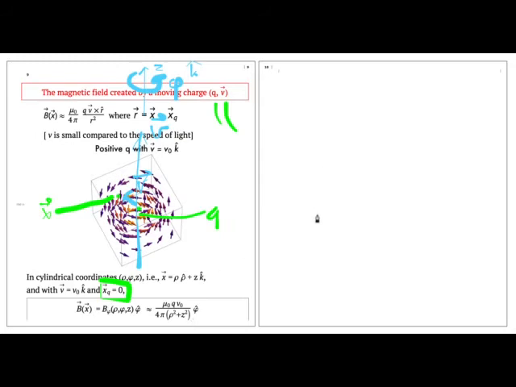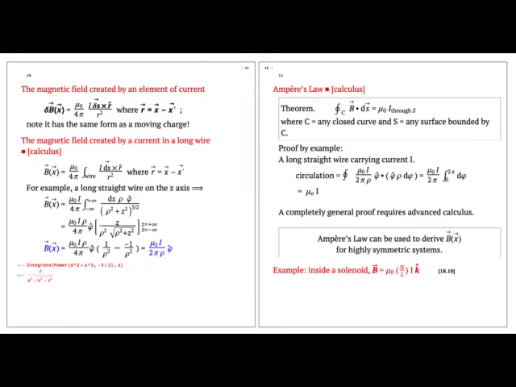So these are these coordinates. Z is along the z-axis. Rho is perpendicular to z, and phi is the angle going around the z-axis. Now, I don't know if you'll have to use cylindrical coordinates in any of the problems, but you could. Well, that was the magnetic field created by a single moving charge.